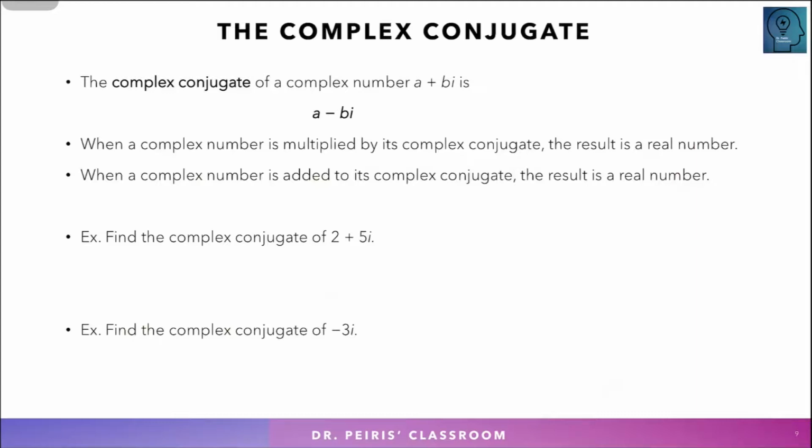Now let's see a few examples. Find the complex conjugate of 2 plus 5i. So what is the complex conjugate of 2 plus 5i? 2 minus 5i. You switch the sign, that's all.